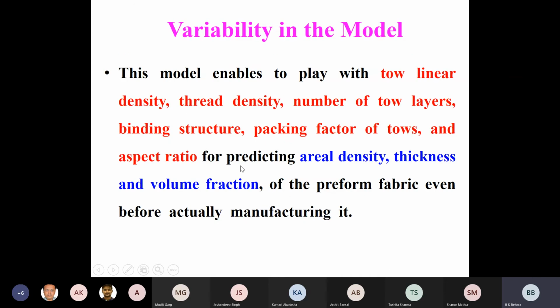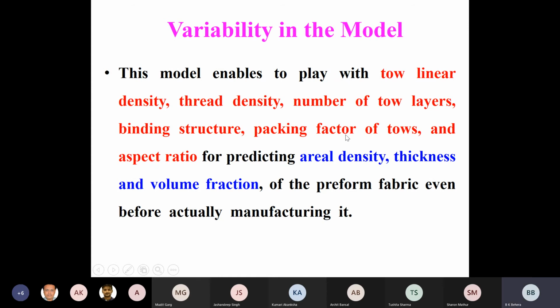Okay, now coming to what is the variability in this model, meaning which parameters we can vary. This model enables us to play with tau linear density. You understand this: linear density means count, the count of the tau, meaning the count of the yarn used. Thread density, I already told you what thread density is. Number of tau layers, how many layers there are in the fabric. Binding structure. So which yarn is binding this structure? What is their configuration? Packing factor of taus.